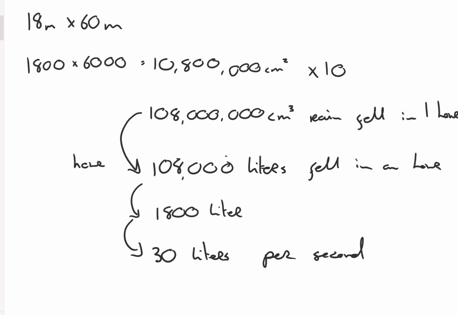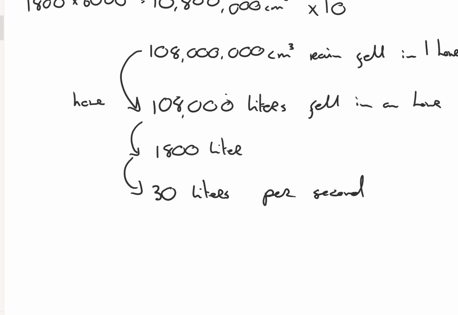So 30 litres per second fell, right? So in order for the car park not to overflow, this hole must allow 30 litres per second to go through it. Okay, so 30 litres per second is the answer. Okay, thanks.